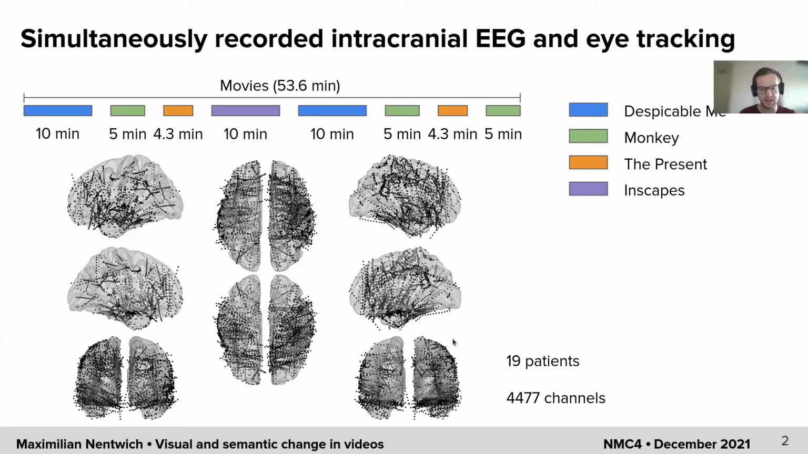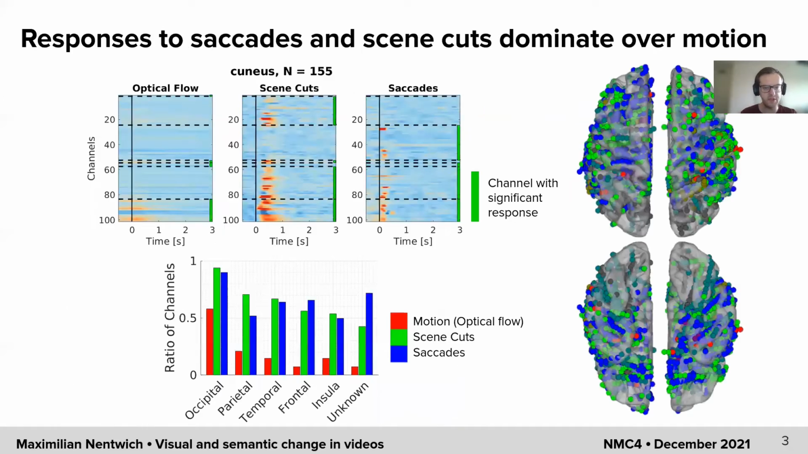The question that we asked was, which feature would drive the strongest and most widespread neural responses? Based on previous literature, we expected that motion in movies would be the prominent feature. And we compared the responses to motion to the responses of saccades and cuts. What we found, surprisingly, was that the responses to saccades and cuts were stronger and more widespread than for motion. The figure here shows this effect in the cuneus, for example.